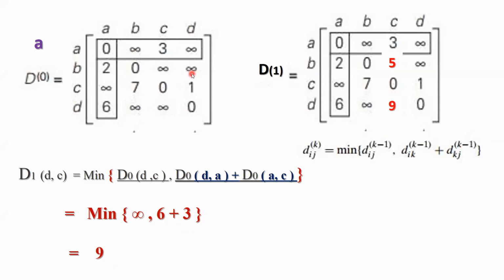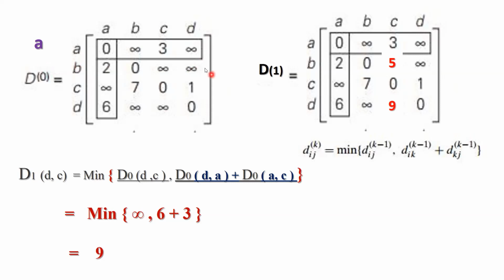Okay, from considering A as intermediate vertex, B to A to D. B to A it is 2, A to D it is infinity. So infinity plus 2, it is infinity itself. So it is not less than infinity. If it is having minimum than infinity, then I must have to alter, then I must have to modify.